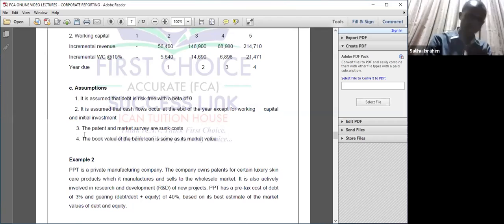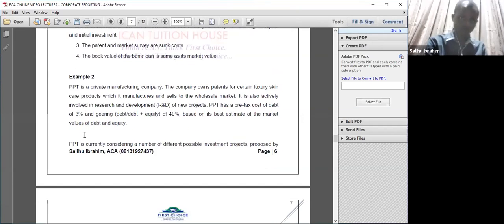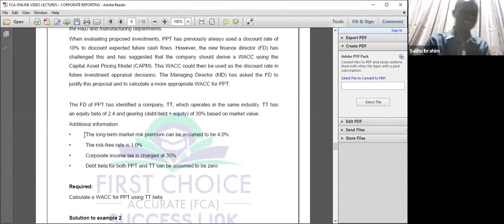Let us go to example 2. Let us quickly go to example 2. As usual, what do we need to do? We need to go and read the requirement. What is the requirement of this question? Required: Calculate a WACC for PPT using TT beta. That is the requirement. So calculate WACC for PPT using TT beta. I don't need to tell you here that from this requirement, I can see clearly that my TT here is representing my proxy company, while PPT is my company whose cost of capital I am trying to compute.